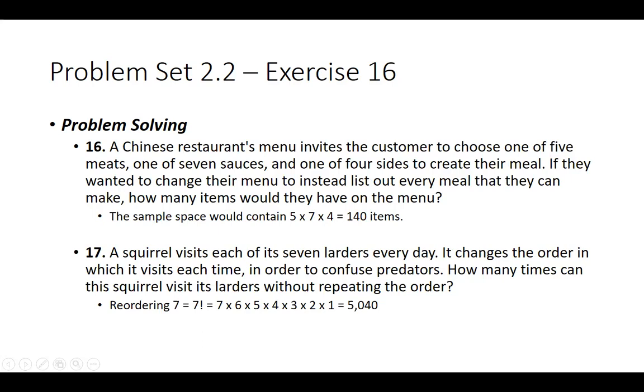Finally, number 17, a squirrel visits each of its 7 larders every day. It changes the order in which it visits every time in order to confuse predators. How many times can this squirrel visit its larders without repeating the order? We want to know, how can we reorder 7 things? That's 7 factorial. So 7 times 6 times 5 times 4 times 3 times 2 times 1 would be 5,040 different ways that the larders can be visited in different orders without repeating.